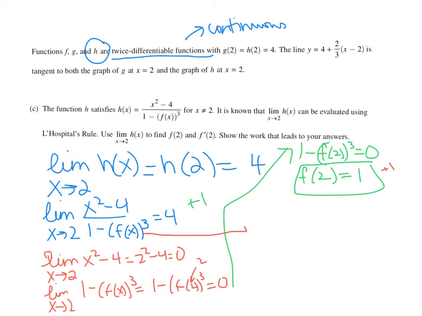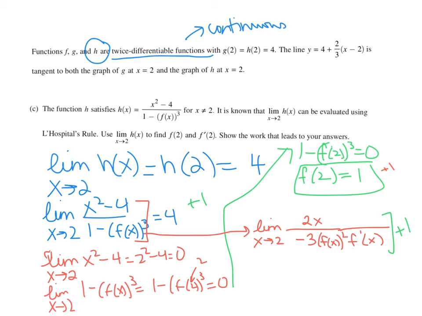So I have this limit right here. I am going to take the derivative of the numerator and the derivative of the denominator. The derivative of the numerator is going to be 2x. The derivative of the denominator, the 1 actually goes away, and I end up getting negative 3 times f of x to the second times f prime of x. You're using the chain rule for that one. If you get that far, that will actually give you another point.